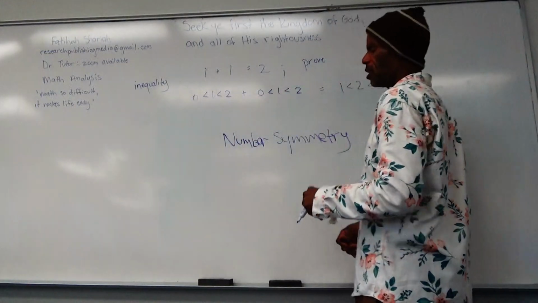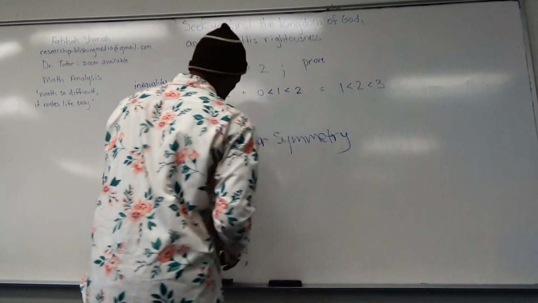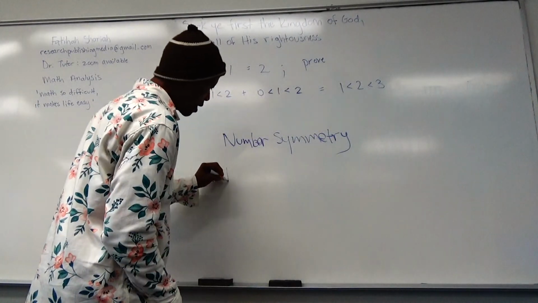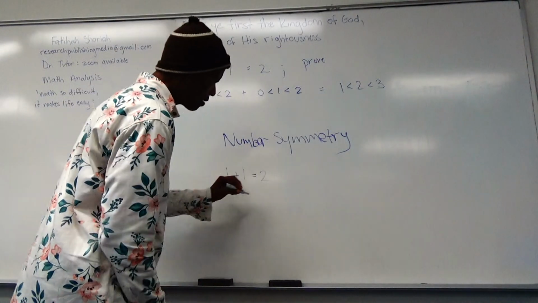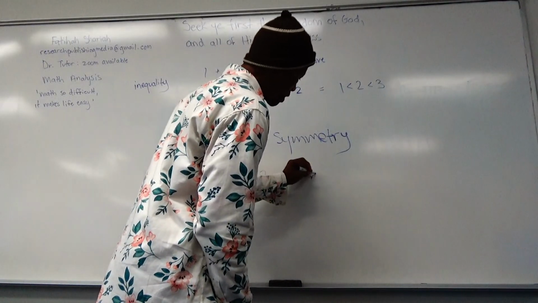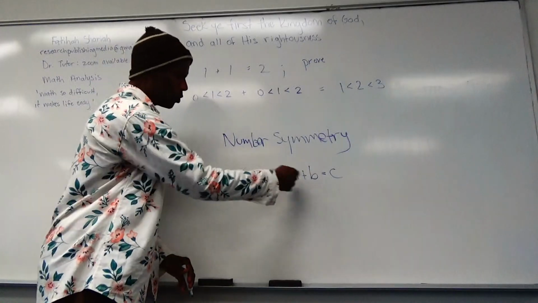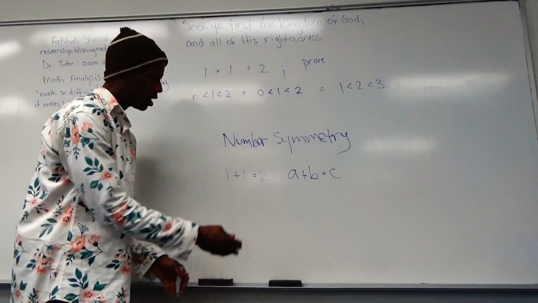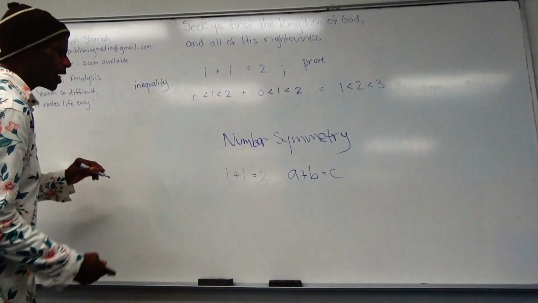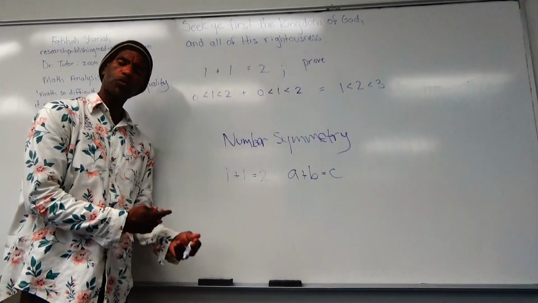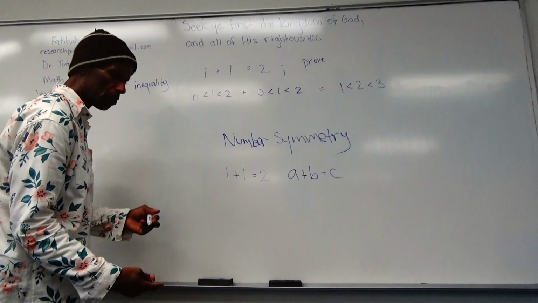And you'll find that, let's look at number symmetry. How come you can add numbers, 1 plus 1 equals 2, but you can also add variables, A plus B equals C? The reason you can do that is because of the symmetry of the numbers. When we talk about symmetry, initially we're going to start off with natural numbers, the symmetry of natural numbers, including 0, or what they call whole numbers.